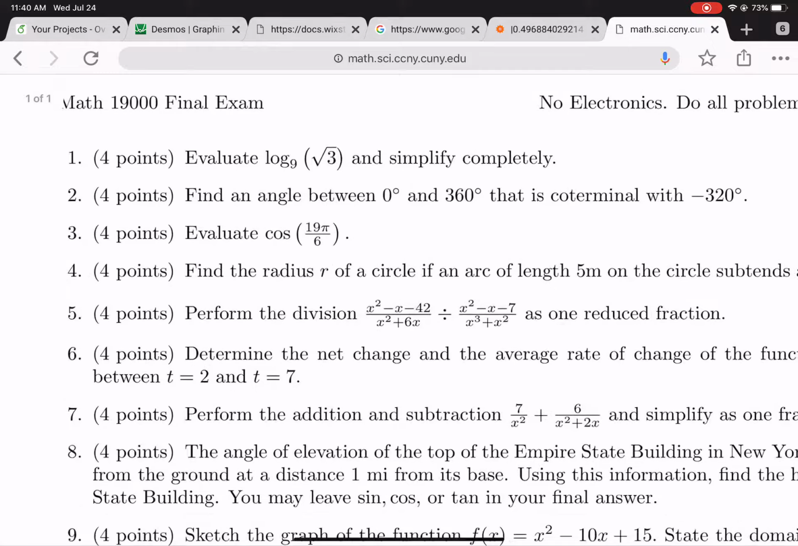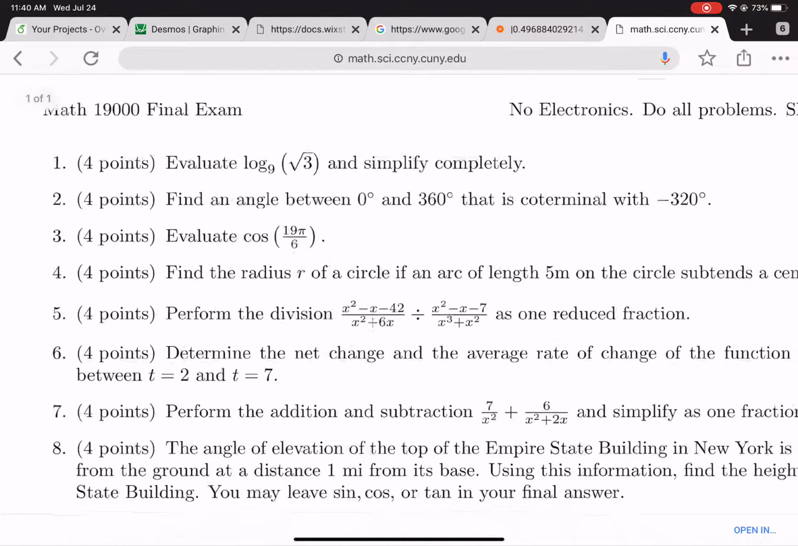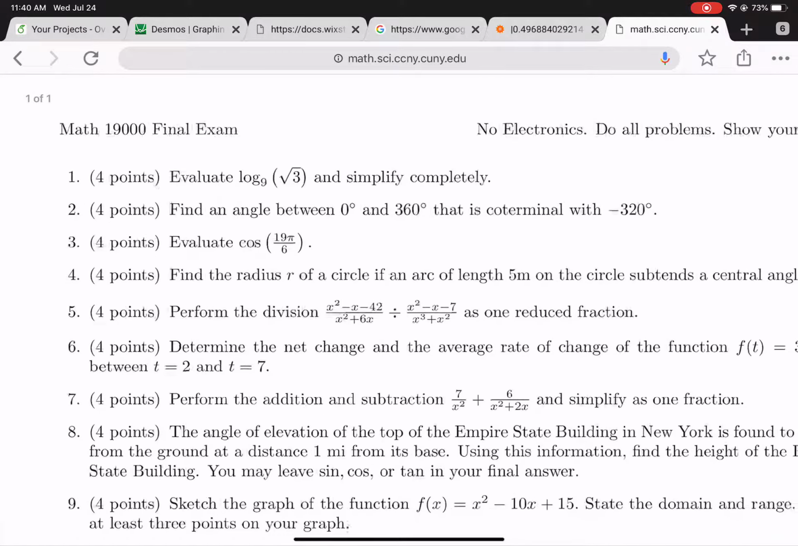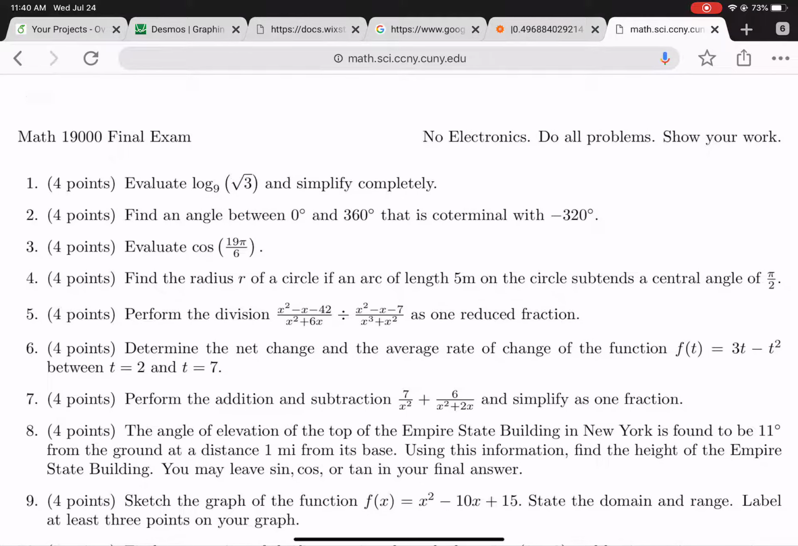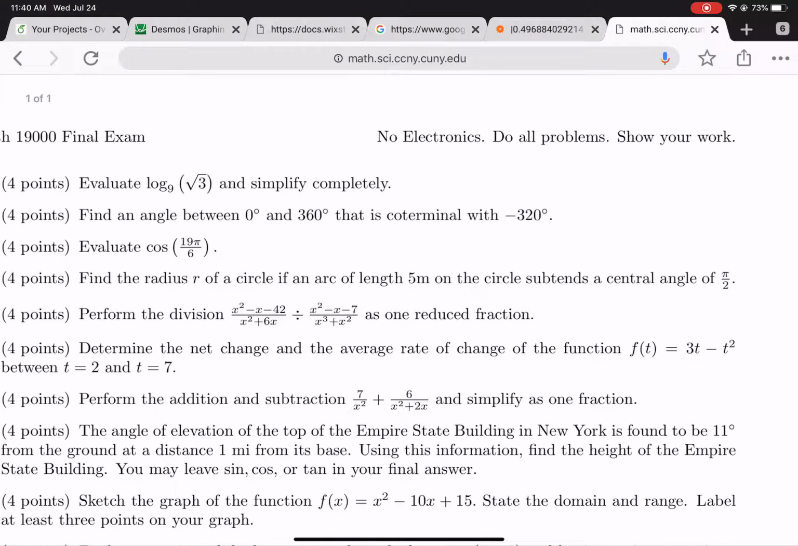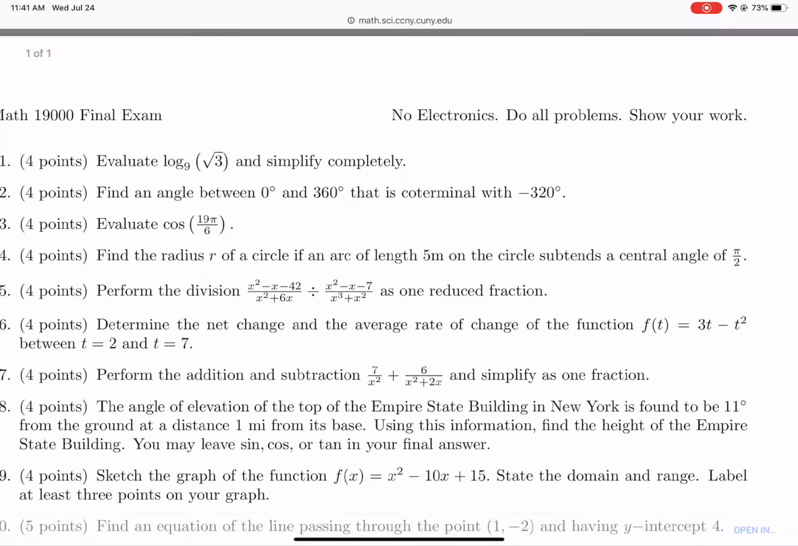Now, do you know how to do number 4? Find the radius r of a circle if an arc of length 5 meters on the circle subtends a central angle of pi over 2. Yeah, we just learned that, right? This is the last few sections, and we're able to answer four more questions, except for log, 3 more questions for that.